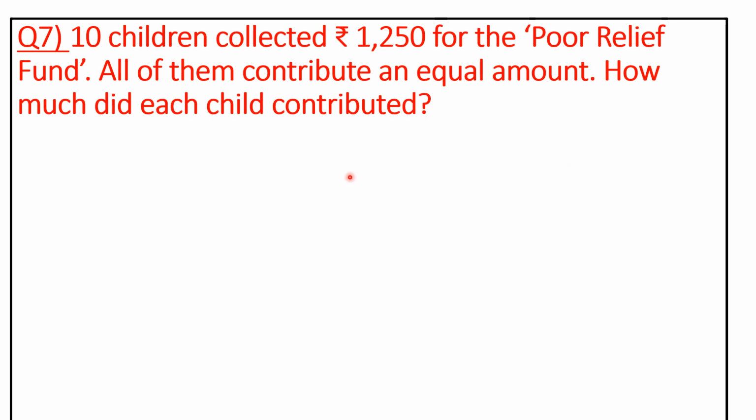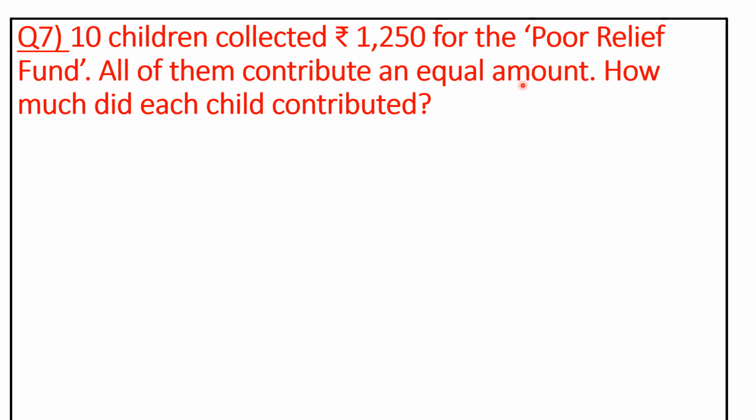Move to next question number 7. 10 children collected rupees 1250 for the Poor Relief Fund, that is a charity. All of them contribute an equal amount. So how much did each child contribute? Okay, each child has contributed equal amount. Again there is equal sharing, no? Equal amount they are collecting.